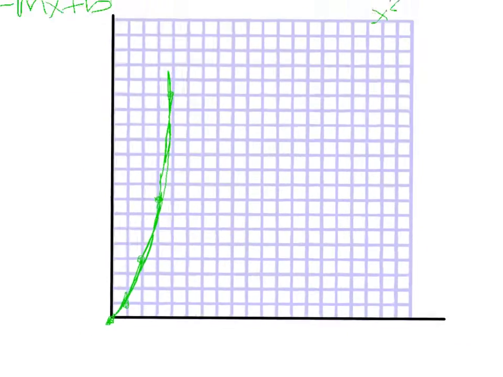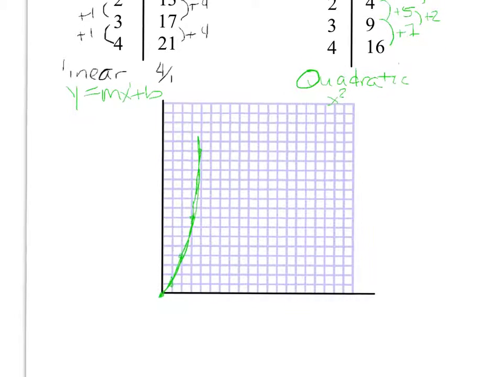And so what you'll see is it's not a line, it's kind of curved. And as we go up here, it's going up steeper and steeper. And so that also shows that it's not linear. Alright, that's the end of that page.